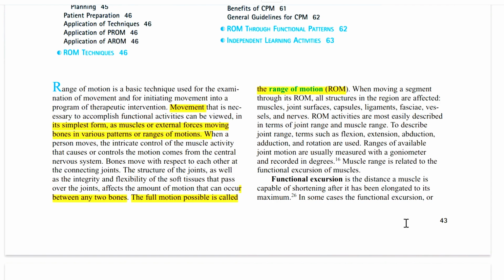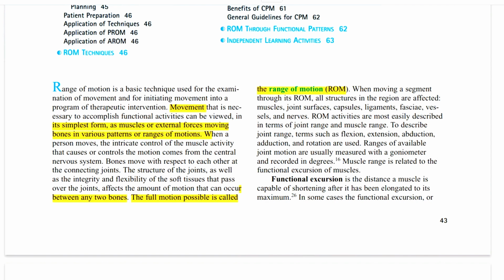After that, muscle range of motion is basically measured with the help of functional excursion. Here you can see that the term used is functional excursion. Functional excursion basically refers to the distance a muscle can shorten after being fully elongated. We can discuss this with the help of one example, that is elbow flexion.